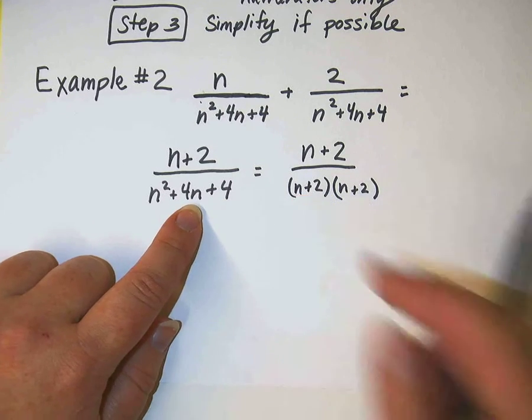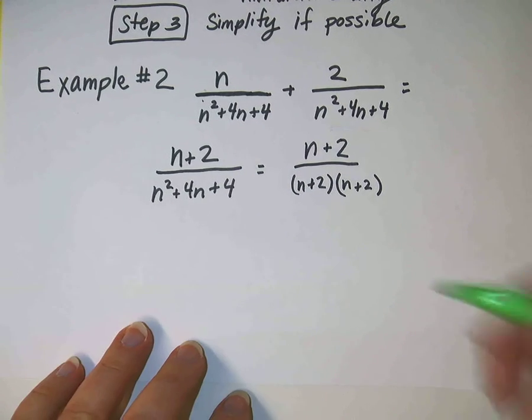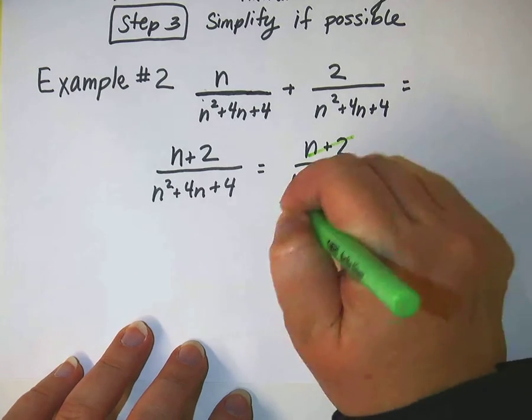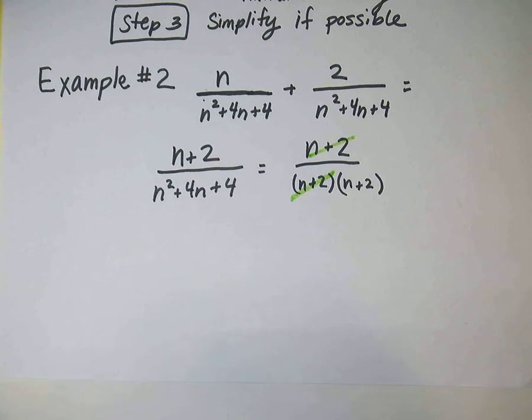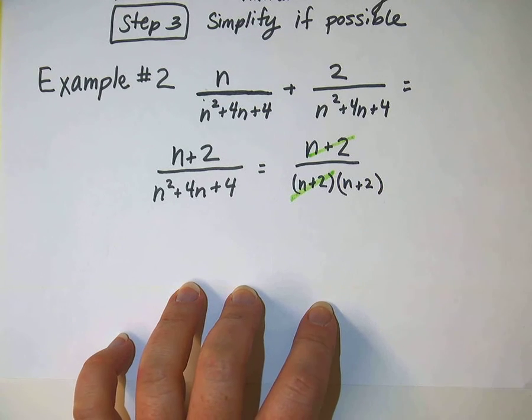This is what we call a perfect square trinomial. Can we reduce anything? N plus 2 squared. We can get rid of an n plus 2 on the top, and we can get rid of an n plus 2 on the bottom. Uh-oh, it looks like we have nothing left on the top. But really, n plus 2 over n plus 2 turned into 1.